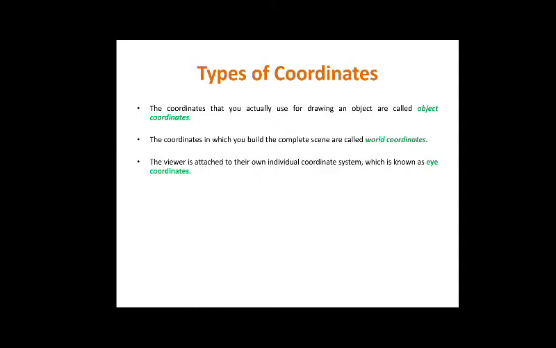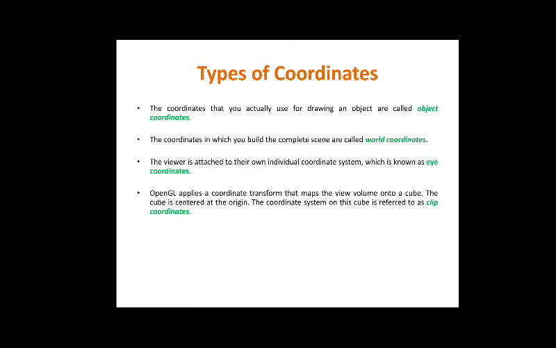Next, the viewer is attached to their own individual coordinate system, right, which is known as the eye coordinate. So, whatever I can see with my eyes, that I am putting onto one coordinate system, that is called an individual coordinate system, that is called eye coordinates.